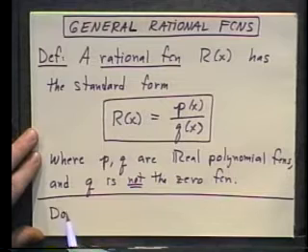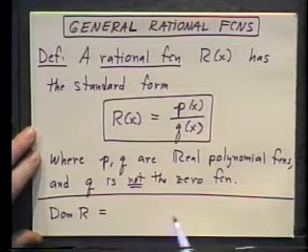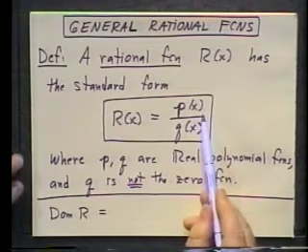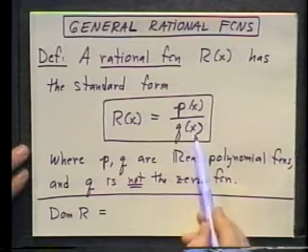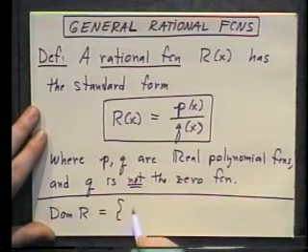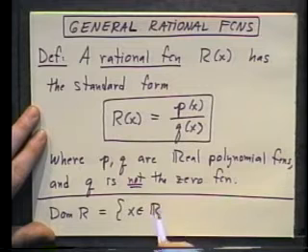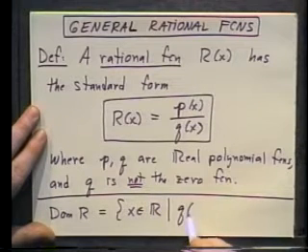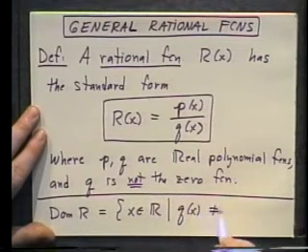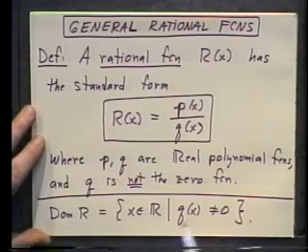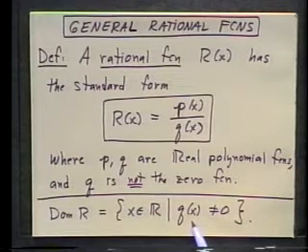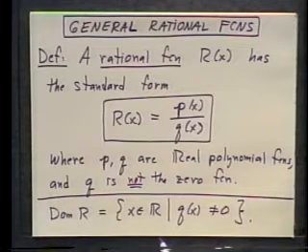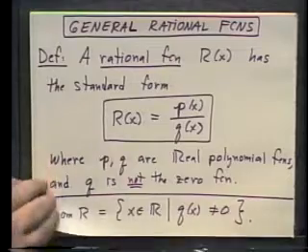What is the domain of R? Well, it's obvious that the domain of R is going to be every real number except those that make the denominator 0. So we'd say all the x's in the real numbers such that Q of x is not equal to 0. Now, even when Q of x is not the always 0 function, it can be 0 sometimes. So we want to eliminate x's that cause that to happen. So that's the definition of the general rational function.